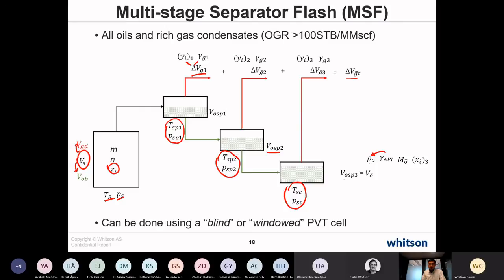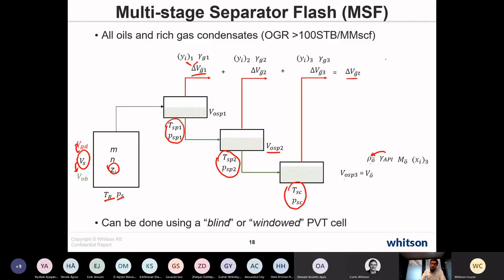And for this type of experiment, you can also use a blind cell or a windowed PVT cell, because at each pressure stage we are removing the entire gas phase and just keeping the equilibrium liquid. So even if you are using a blind cell and cannot see the interface of the equilibrium gas and liquid, you will know when the liquid interface reaches the top or the outlet of the PVT cell by just looking at the pressure gauge.